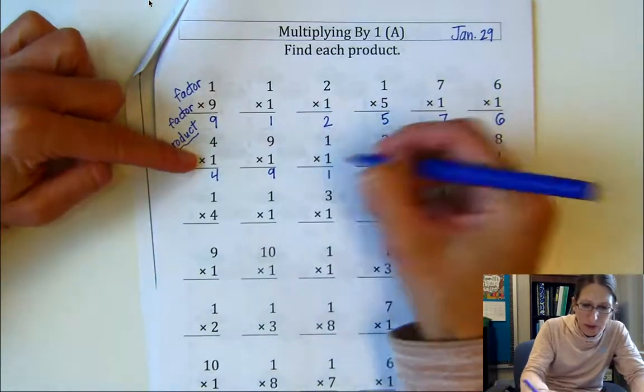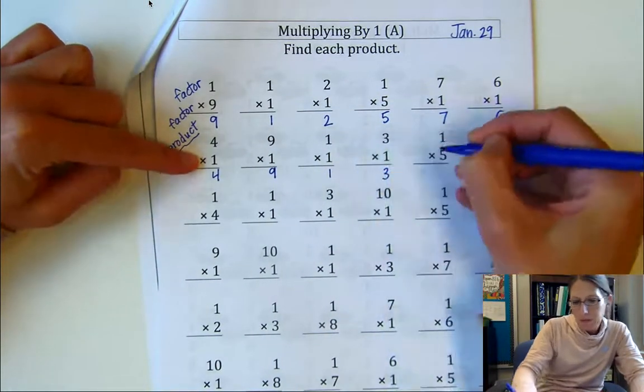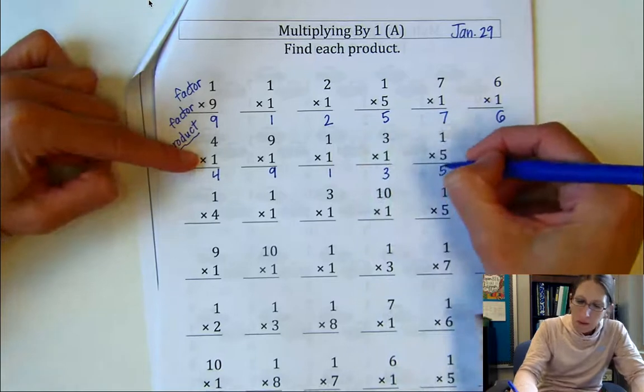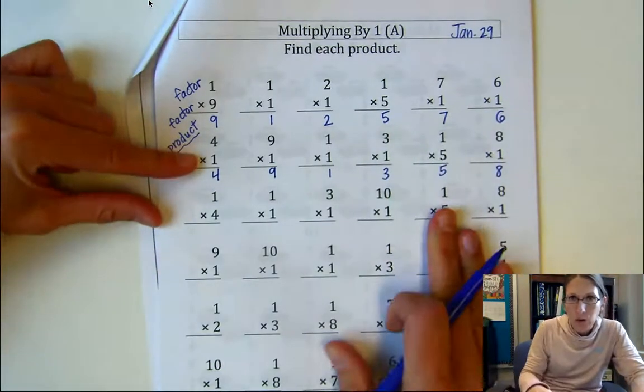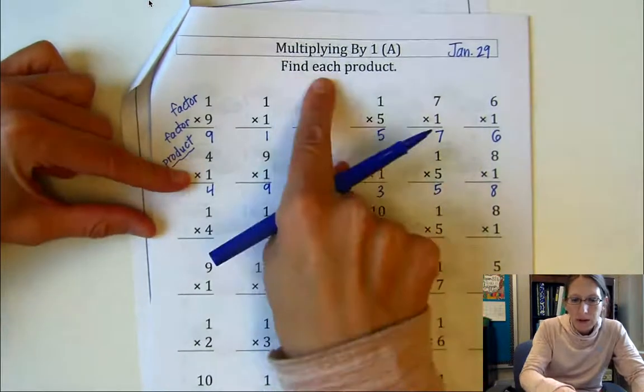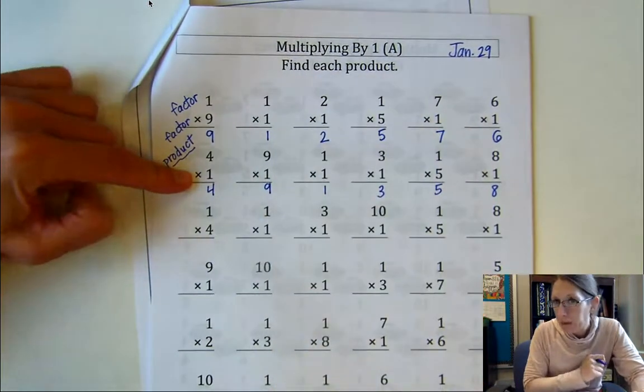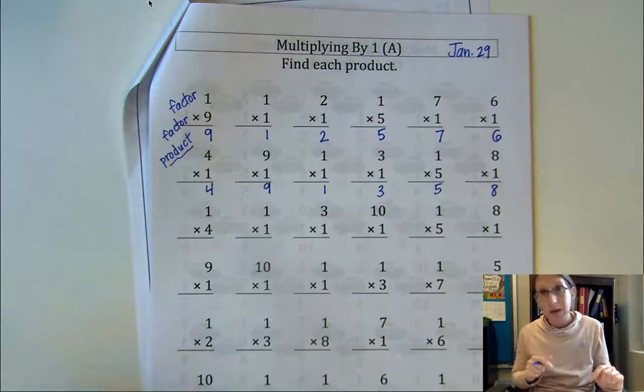1 times 1 is 1. 3 times 1 is 3. 1 times 5 is 5. 8 times 1 is 8. All right, so I will let you finish multiplying by 1. Find each product. If you'd like to pause the video to finish now, you could definitely do that.